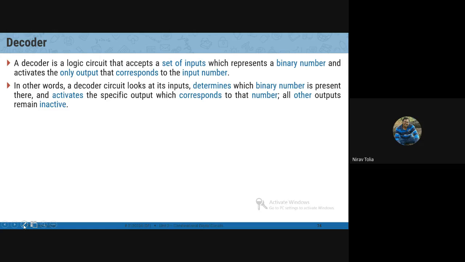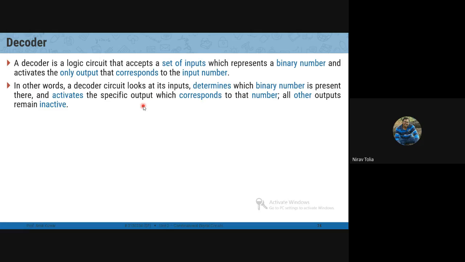What does the decoder do? A decoder circuit looks at its input and determines which binary number is present there, because the input of the decoder is a code. Suppose we have a binary code as an input.